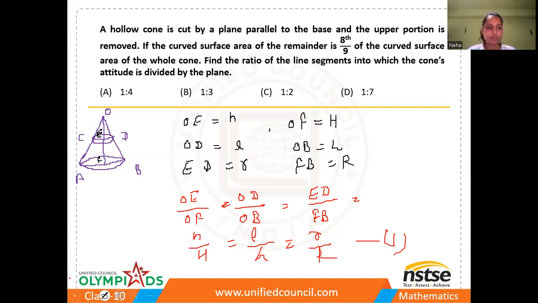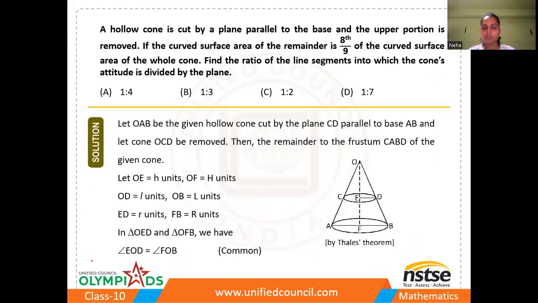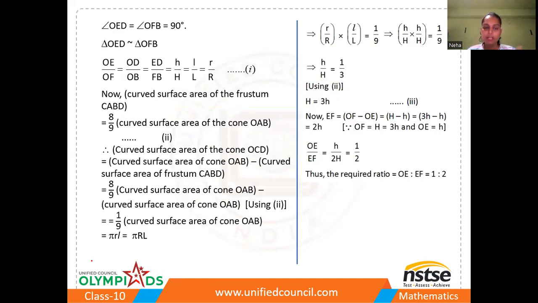That means this is nothing but 8 by 9. Okay, let me show this to you. Let me erase all these things and show you. Okay, so by Thales theorem I can say that these two are similar to each other. So here I'm writing just this thing. This I can say is equal to 8 by 9 of the curved surface area of the cone OAB, right? So I can put the value of the curved surface area of the frustum, minus the curved surface area of the cone OAB, by using equation number 2.